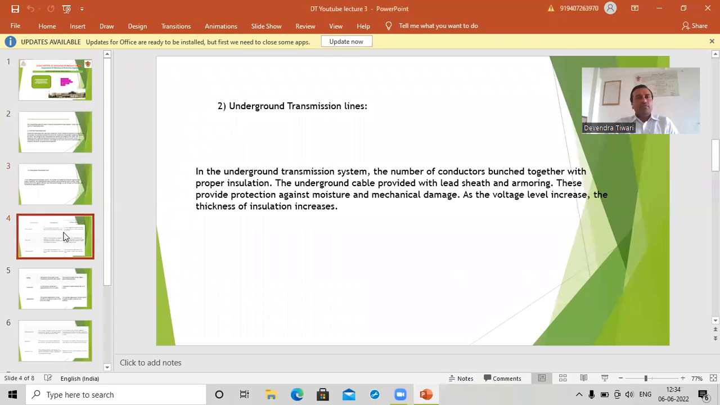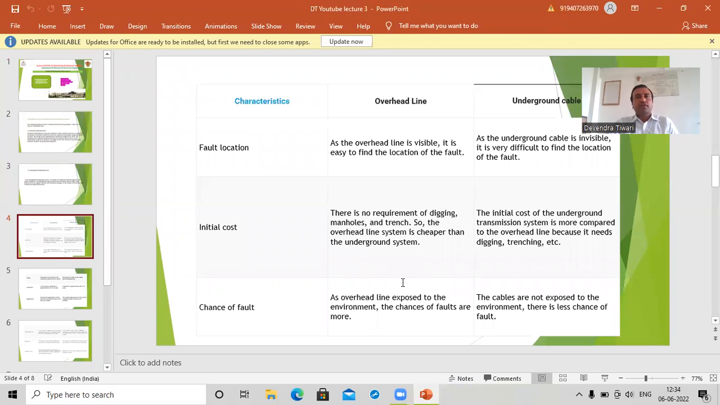Now, in tabular form, we will understand the comparison between overhead line and underground cable. In this tabular comparison, we have divided the table into three columns. The first will be the characteristics, or we can say features, and on the two sides, overhead line and underground cables will be compared.